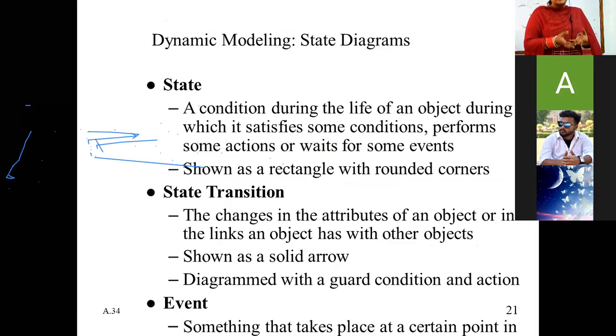An event is something that is triggering or taking place at a certain point in time. A state is a condition during the lifetime of an object in which it satisfies some condition, performs some actions, or waits for some events. It is shown as a rectangle with rounded corners. A state transition is a change in the attributes of an object or the links an object has with other objects. It is shown using a solid arrow, or diagrammed with a guard condition and action.